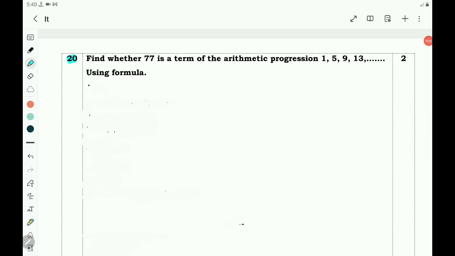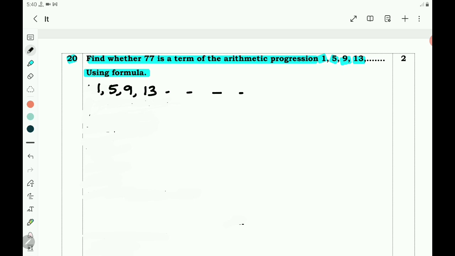Question number 20. Find whether 77 is a term of the arithmetic progression 1, 5, 9, 13, and so on, using the formula. Here 77 is given. We have to check whether it is a term of the given AP 1, 5, 9, 13 or not. So let us consider it is the nth term. So let us take an equals 77 and let us find the value of n. If you get a positive integer, then it becomes the term. So write the AP 1, 5, 9, 13, and so on.